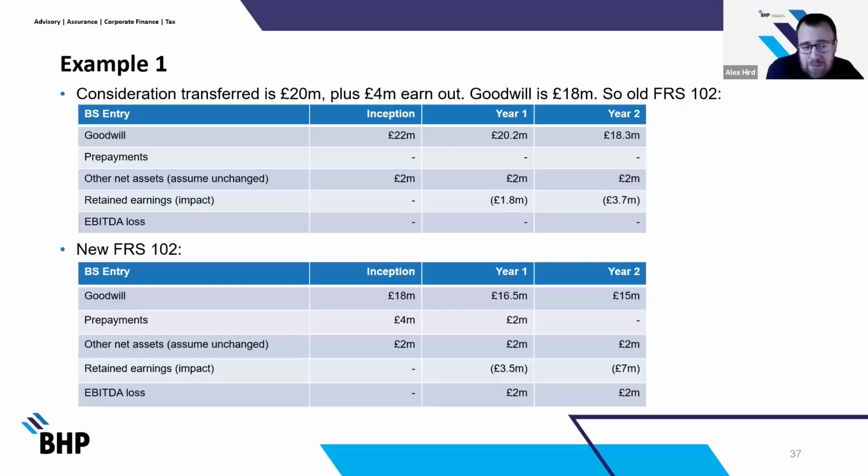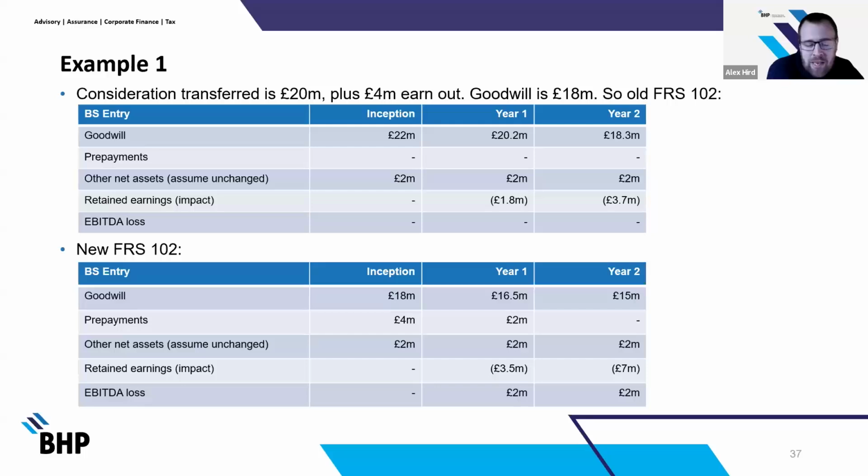However, under new FRS 102, what we're going to have to do is recognise £2 million a year, so £4 million for 2 years, as a loss to EBITDA. We are going to amortize a slightly lower goodwill number over the same 12 years. And this means that we are significantly impacting retained earnings in those first 2 years, as well as reporting a much lower EBITDA. So this is clearly something that a lot of businesses can be quite sensitive to.